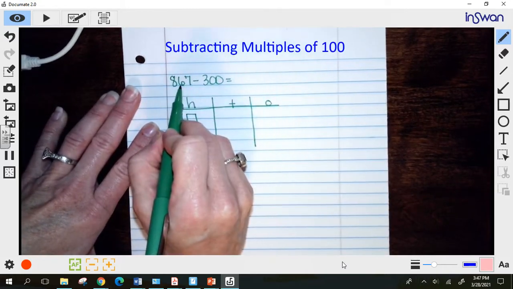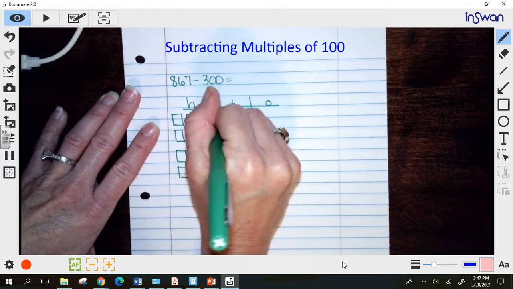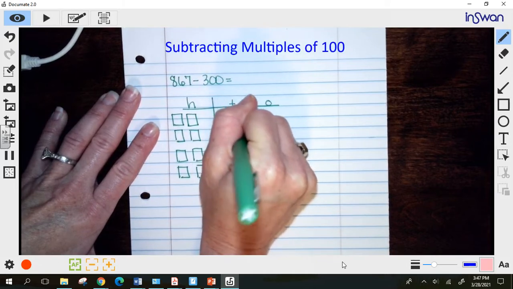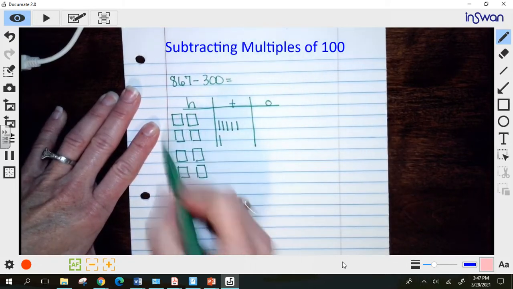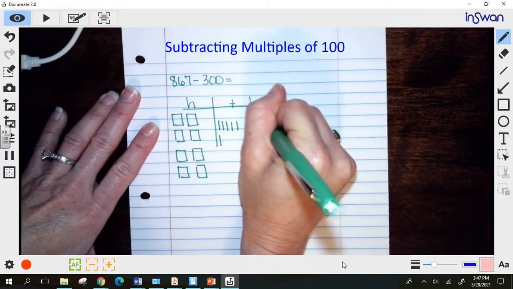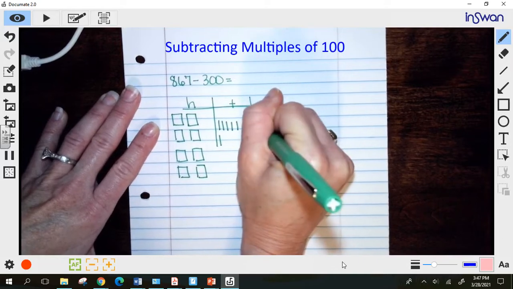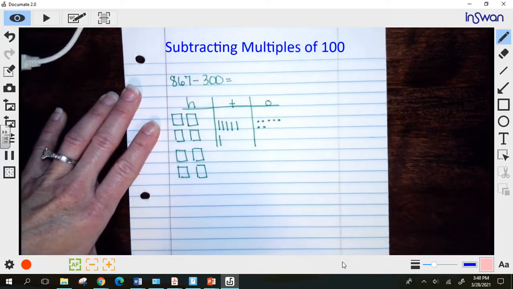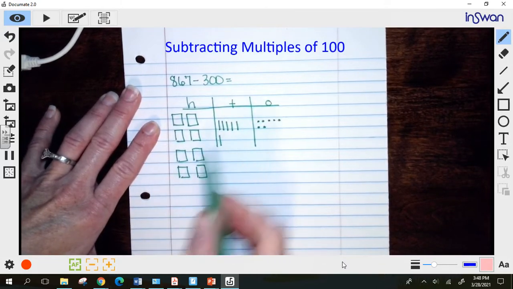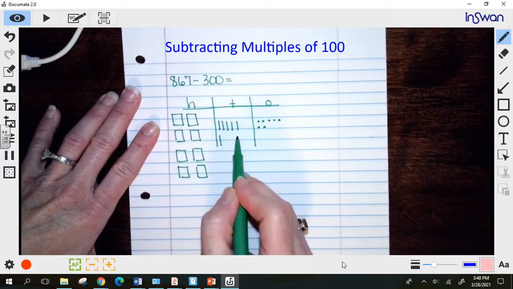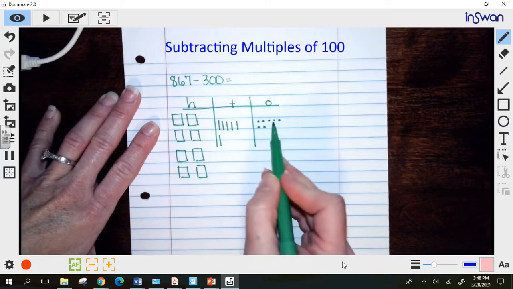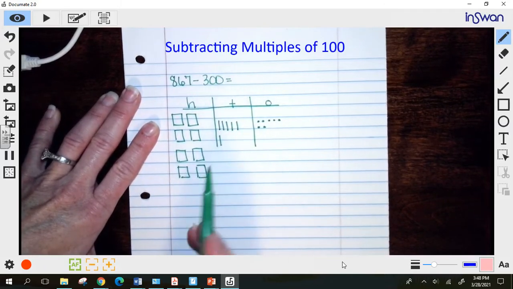Now we have 6 in the tens, which is 60. So I'm going to draw 6 of those 10 sticks. 10, 20, 30, 40, 50, 60. So I have 860 and then 7 ones. And I draw just my little dot. 1, 2, 3, 4, 5, 6, 7. So I have drawn 8 of the 100 flats, which makes 800, 6 of the 10 sticks, which makes 60, and 7 of the ones, which makes 7. 867. We are subtracting 300.